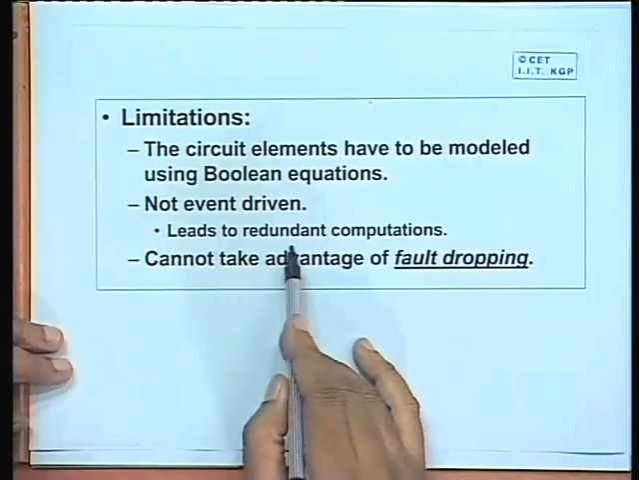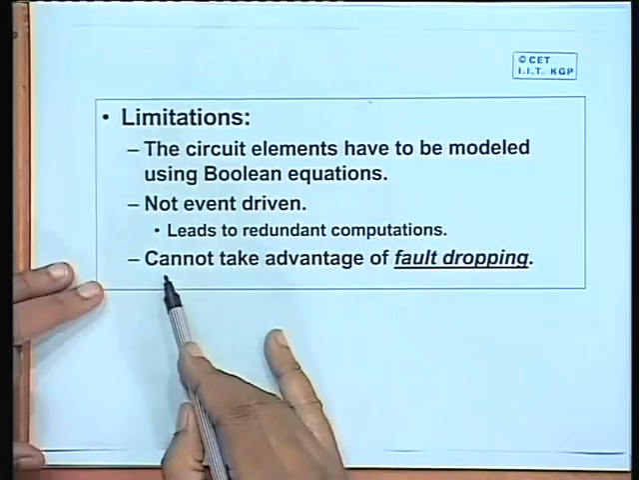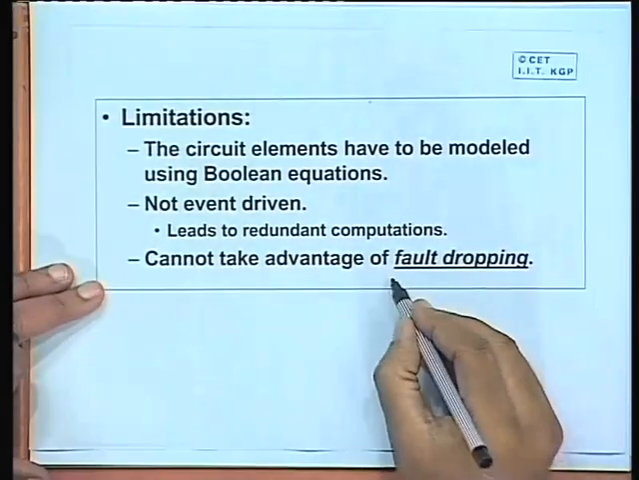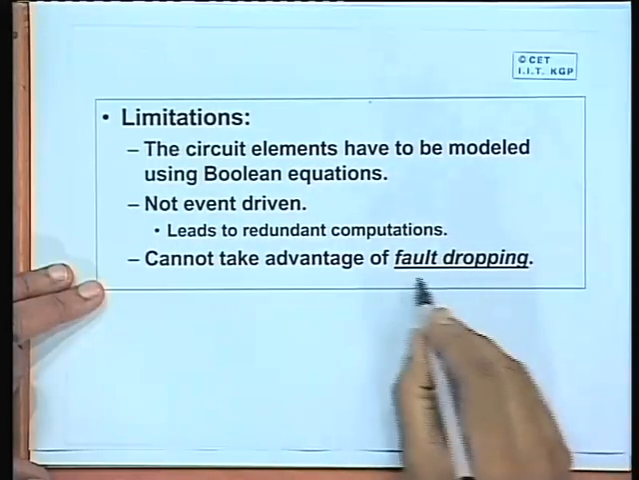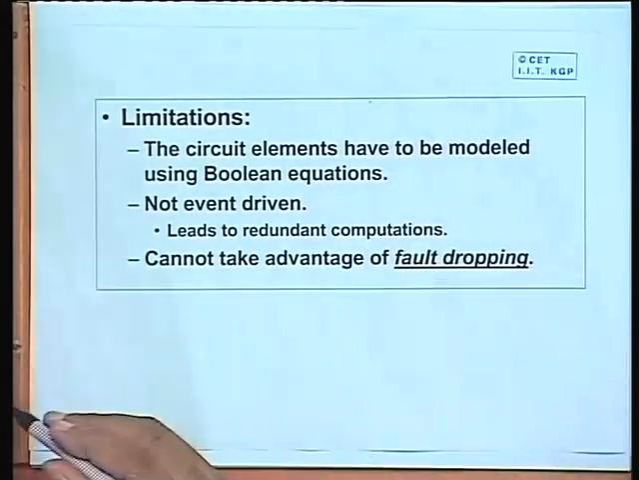So, this may lead to redundant computation, and moreover you cannot take advantage of the so-called fault dropping. Well, we did not mention this term, we just explained this, that as the faults get detected we remove them from the fault list. But in parallel fault simulation, since we have already packed them in the machine words, we cannot very easily take them out from there. So, fault dropping is not possible, it is not event driven, and it cannot be used for higher level functional blocks. These are the drawbacks.